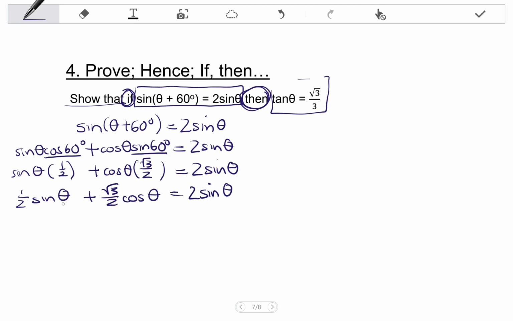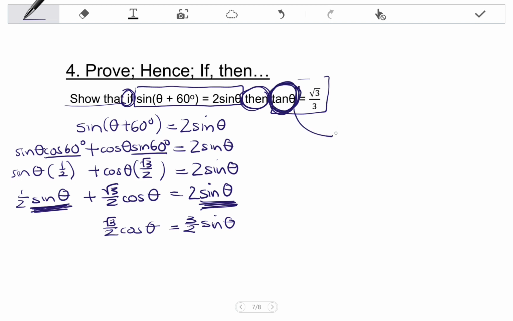Okay, now if we look at this, I have a sine theta in this term and a sine theta in that term, which means that they are like terms. So if I subtract a half sine theta, I'm left with root 3 over 2 cos theta on the left hand side equals 2 sine theta minus a half sine theta, which leaves me with 1.5 sine theta, which I can write as 3 over 2 sine theta. Okay, still not yet my right hand side. My right hand side has tan.